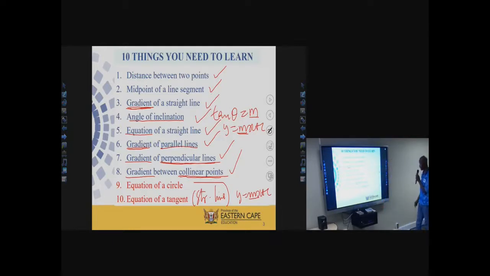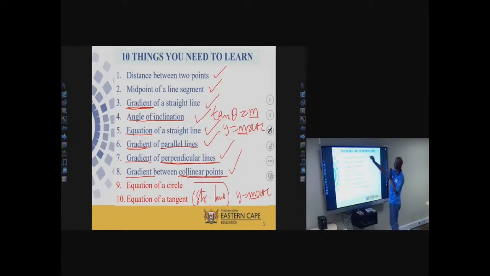So the word gradient is going to dominate your question paper, be it you are writing a controlled test, June examinations or midyear examination, trial examination, and final. Because you find the word gradient in 1, 2, 3, 4, 5, 6, 7 out of 10 things that require you to know the gradient or to be able to calculate the gradient. I decided to emphasize that point so that you are able to structure your study or your practice and make sure that you take time and do gradient.